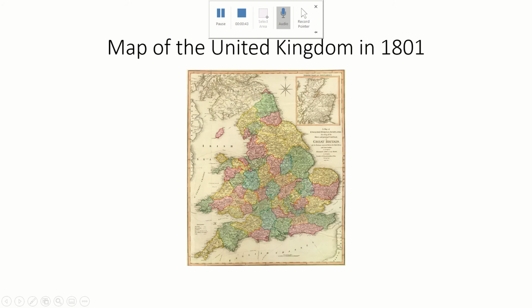This is a map of the United Kingdom at the time under which Oxford Street was being constructed, where the political name was actually Kingdom of Great Britain.